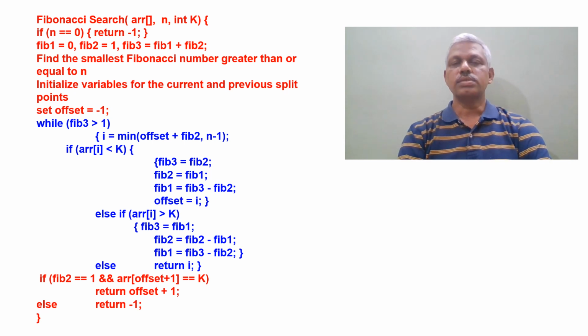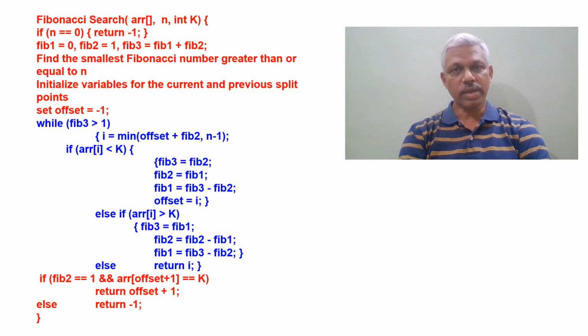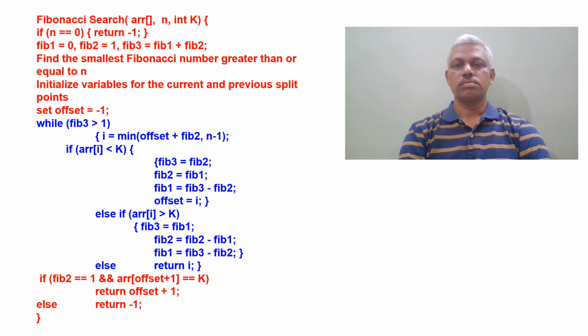Once we compute this, we compare the array value at location I with the key value. If array of I is less than k, we need to do something. Else if array of I is greater than k, we need to do something else. If it is equal, then we can just return, nothing else to be done.